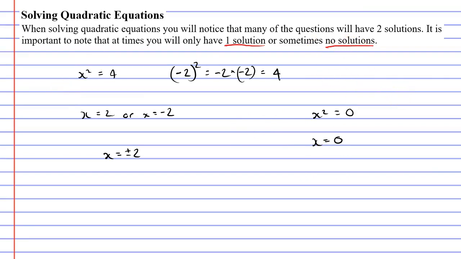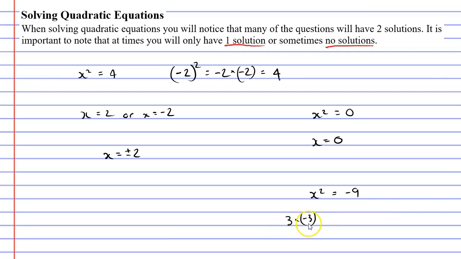So when would you have no solutions? Well, let's say we had x squared equals negative 9. That means we need two numbers the same to multiply to give negative 9. And a lot of people go, oh, well, that's easy. That's 3 times negative 3. That would make negative 9.